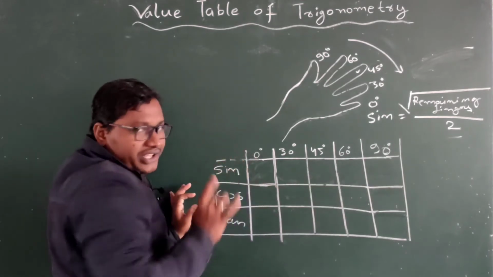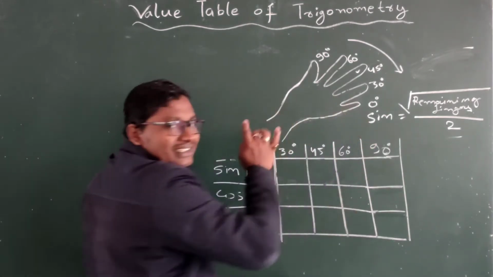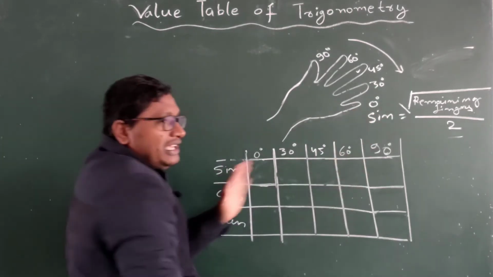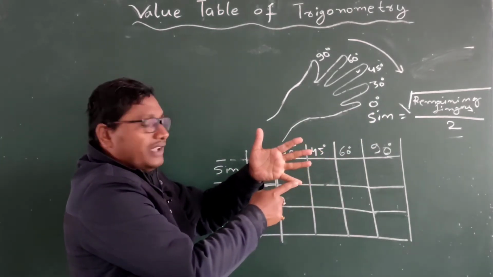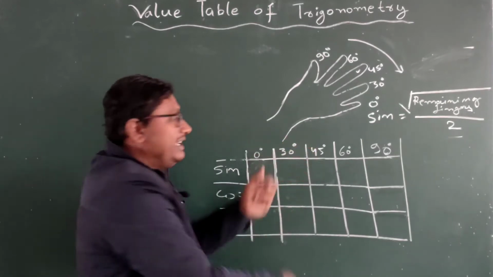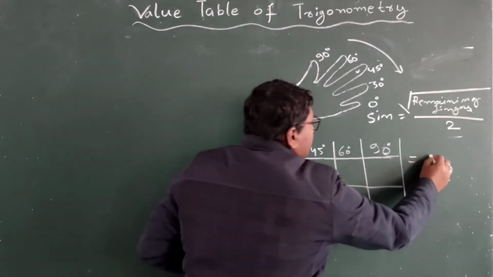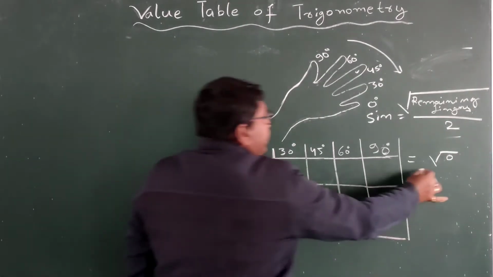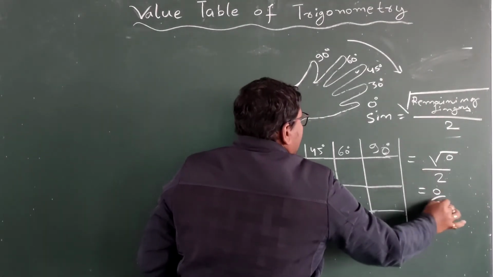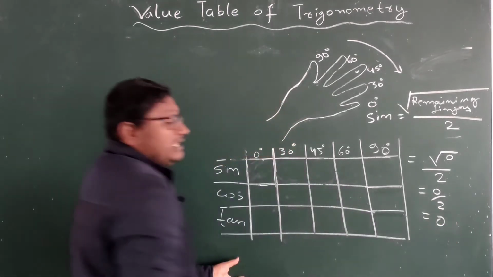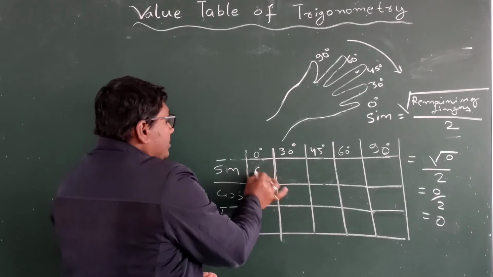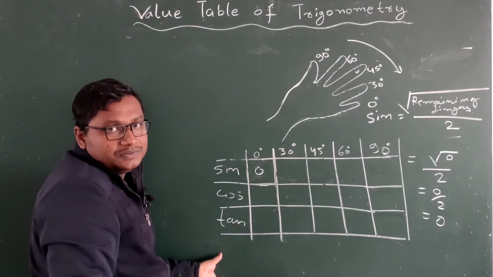First of all, sine 0 degree. So 0 degree is here. After this finger, how many fingers are left here? You see, this is 0 degree. After this finger, no fingers are left. That's why I will write here 0, and divided by 2. So 0 by 2 will be 0 because the square root of 0 is 0 and 0 by 2 will be 0. So sine 0 degree will be 0.